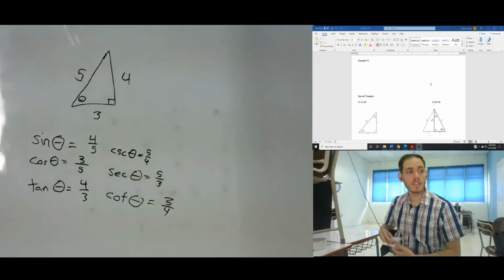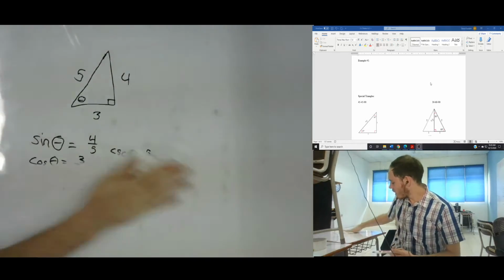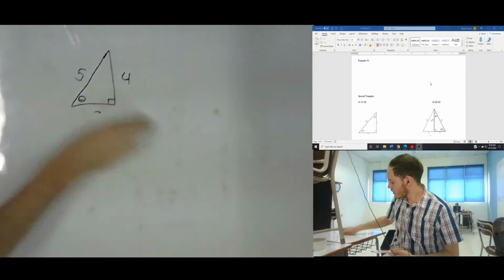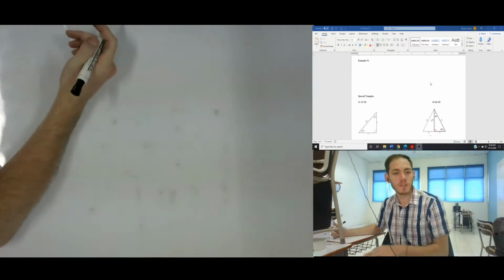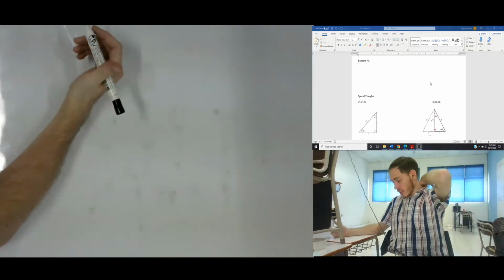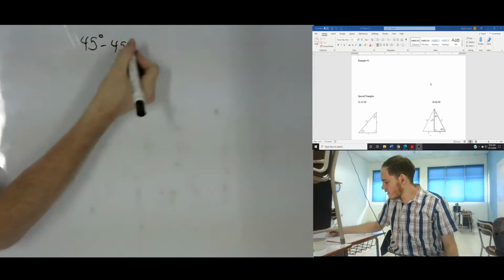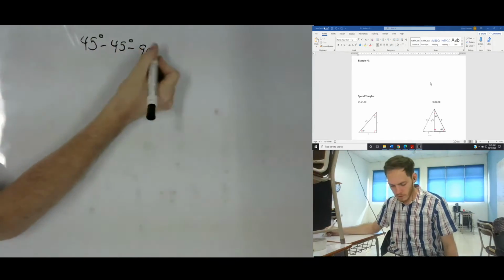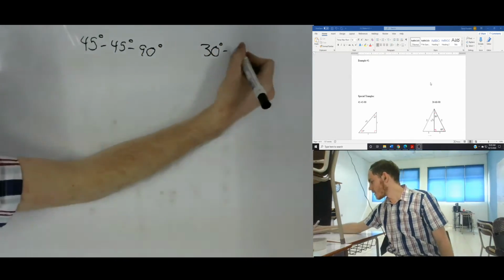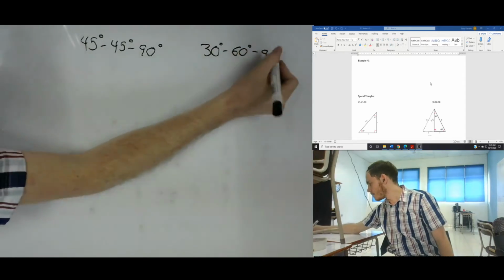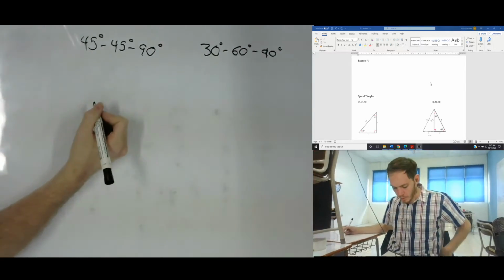What's an exact value? It's when we find the angle, we find the trig function for specific ones. Okay, there are 2 special triangles that you need to know. 45, 45, 90, and 30, 60, 90. Okay, these have a few properties.